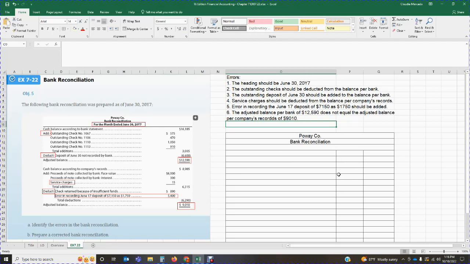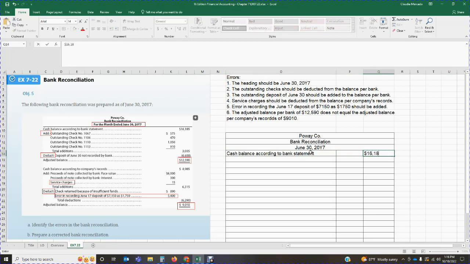We have 6 errors. Now that we figured out the errors, we can go ahead and make the correcting bank reconciliation. The first thing is, we know that the date should be June the 30th. Then we begin making the necessary revisions. We're going to start off with the cash balance according to bank statement. That was $16,185.